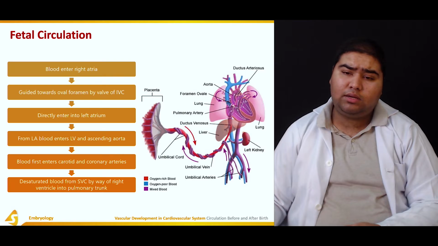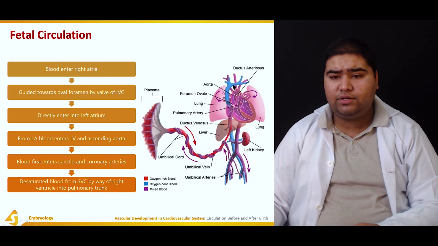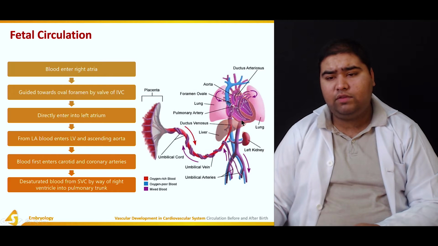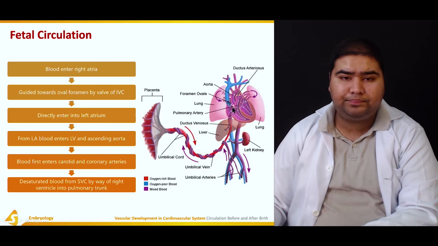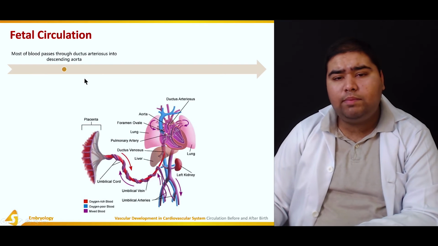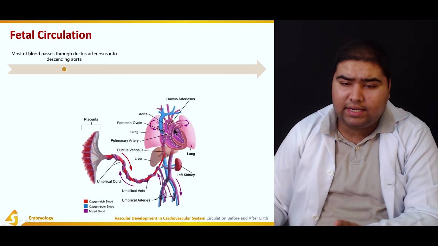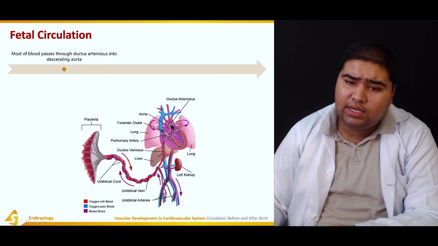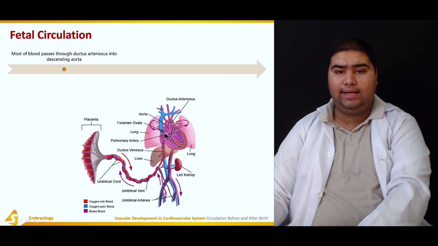Now the desaturated blood from the superior vena cava, by way of the right ventricle, enters the pulmonary trunk. Most of the blood passes through the ductus arteriosus into the descending aorta, rather than going into the lungs.